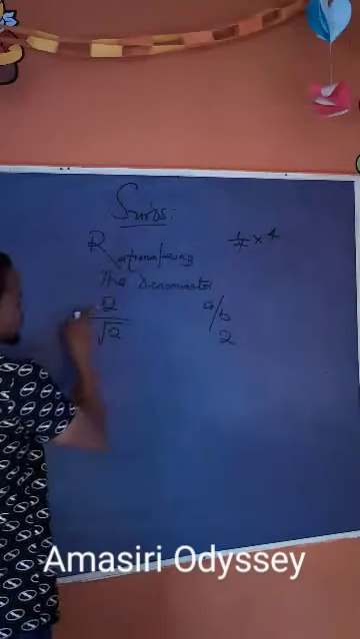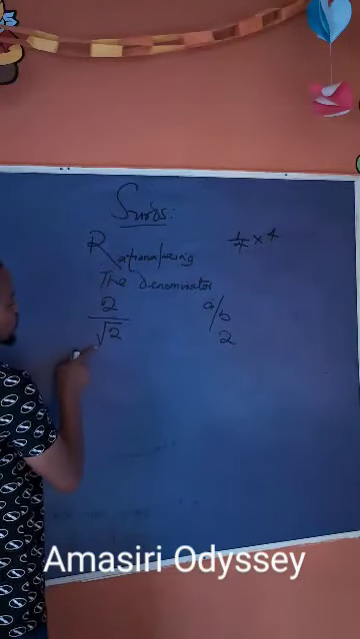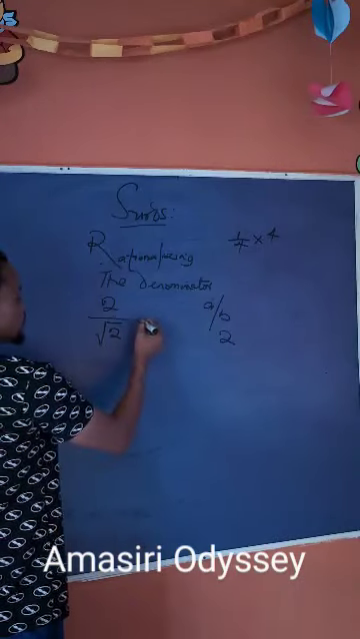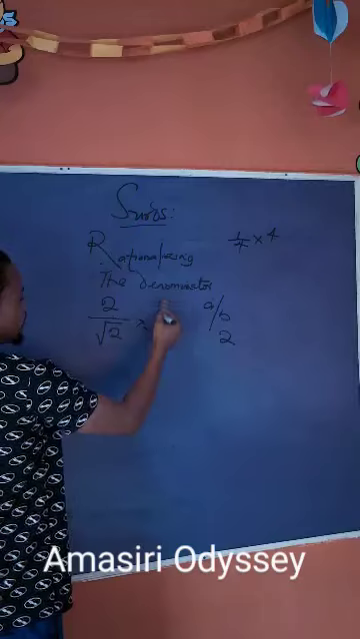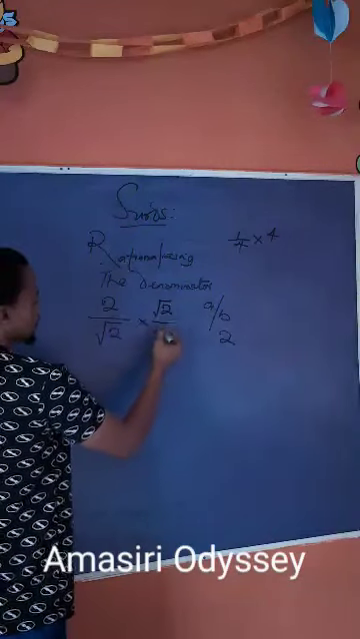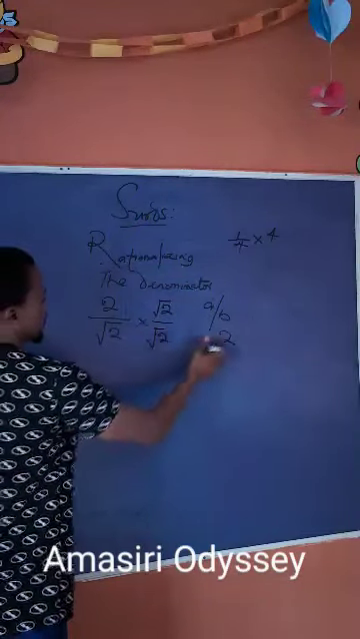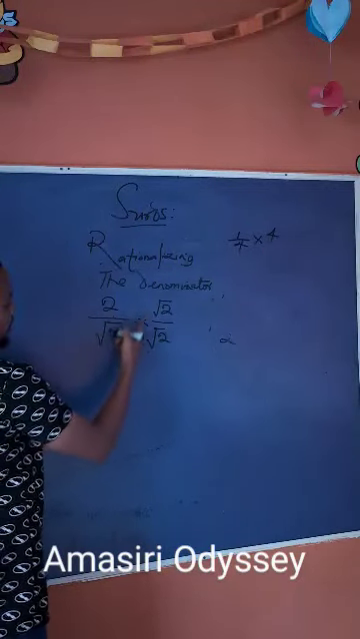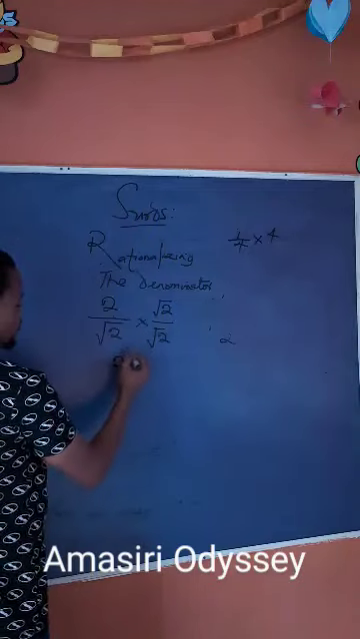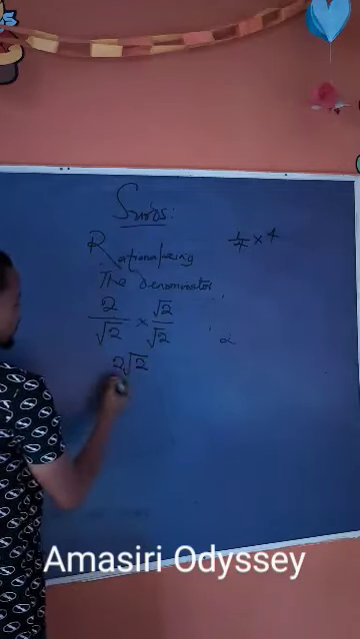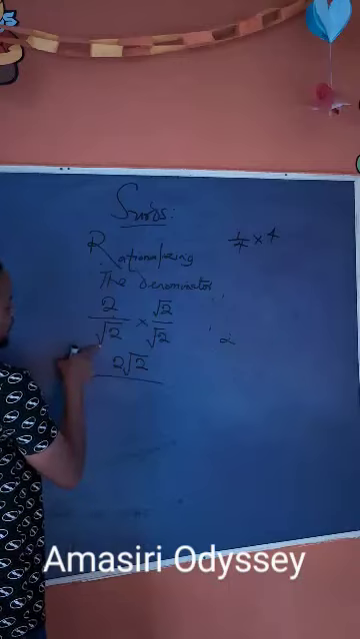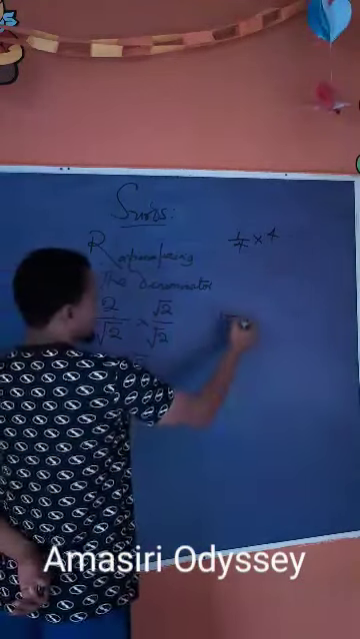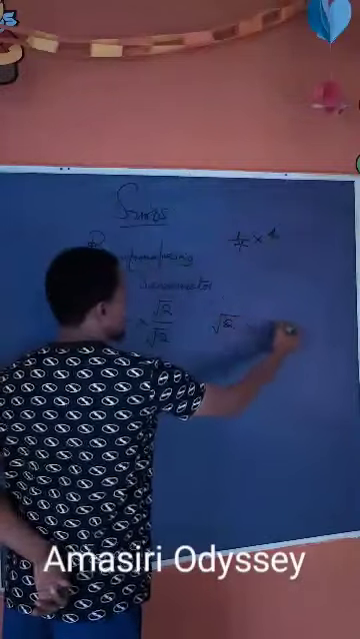Check this. This is 2 divided by square root of 2, right? To eliminate this, we just have to multiply both the numerator by square root of 2 and the denominator by square root of 2. Alright? So from up there, these 2 multiplied by square root of 2 will give us 2 root 2. Okay? And this one multiplied by that. Look at that. The illustration is here. Square root of 2 by square root of 2.